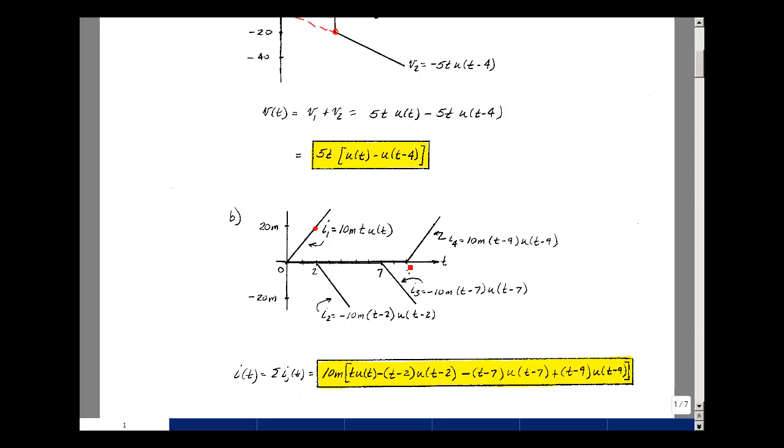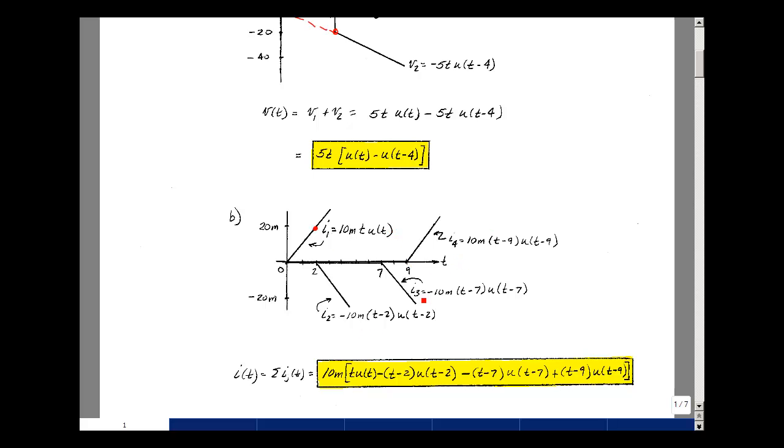Now what I want to do is stop the waveform here and be 0 amps after 9 seconds, so I'm going to put a ramp to offset this one. I'm going to start it at 9 seconds. Same slope, but opposite sign, so 10 milli. Delay it by 9 seconds, and then multiply it by u of t minus 9, so it's 0 prior to 9 seconds. Add those all together. I got this going up, leveling out, coming back down, and then leveling out again. That's the waveform we have up on top.